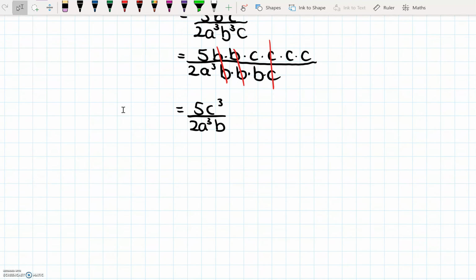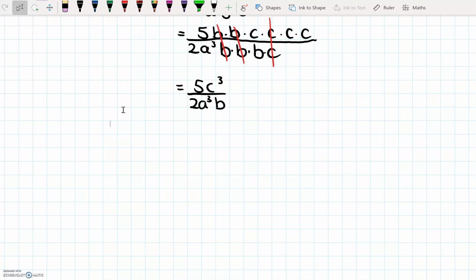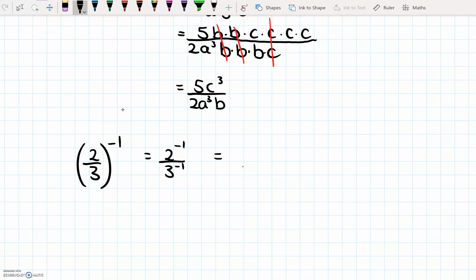One more last thing just to make it a little more of a fun trick for you. If we have something like 2/3 to the power of -1, now we discussed in the past that you have to apply that -1 to everything inside the brackets. So it's 2 to the -1 over 3 to the -1. But 2 to the power of -1 means we need to move it to the bottom and make it positive. And 3 to the -1 on the bottom means we move it to the top and make it positive. And what you should be able to see here is that 2/3 has flipped.